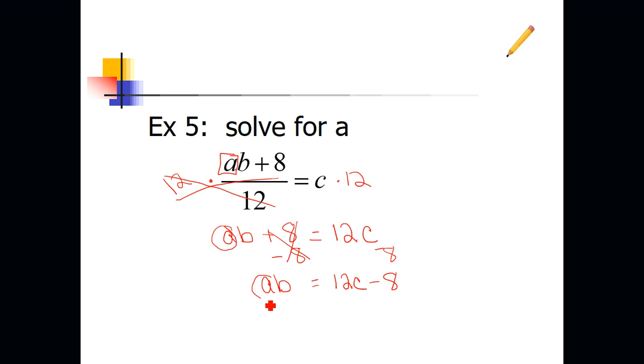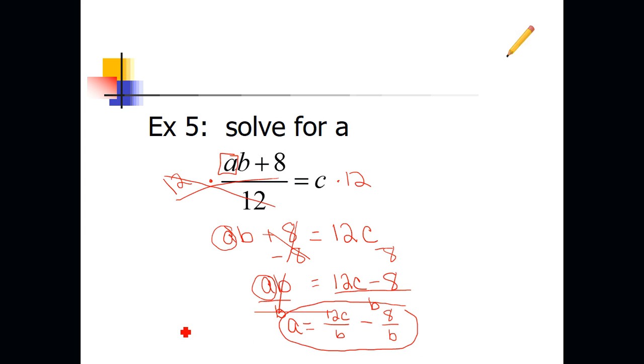Now remember, a is my goal still, and a is being multiplied by b. So I'm going to divide by b, and you have to divide both of those by b. So I'd have a equals 12c divided by b. That doesn't simplify. And then minus 8 divided by b. This is my simplified answer: 12c divided by b minus 8 divided by b.